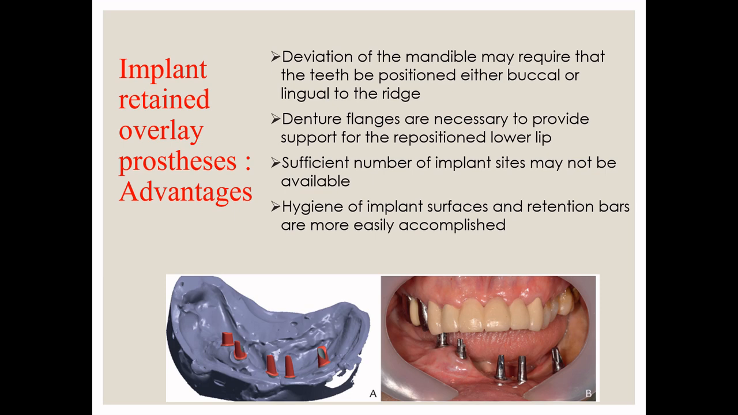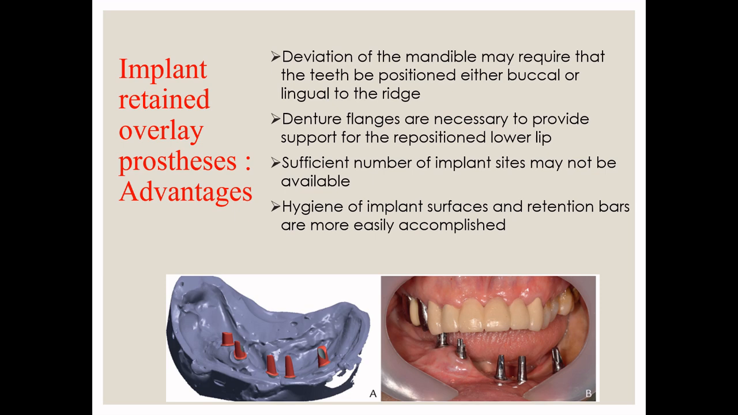And usually a sufficient number of implant sites may not be available to provide the number and arrangement of implants that is necessary to support a fixed restoration. Most of the patients will have only the symphysis region available for placement of implants, and usually a minimum of 2 implants can be placed. More are desirable if space allows for stability.